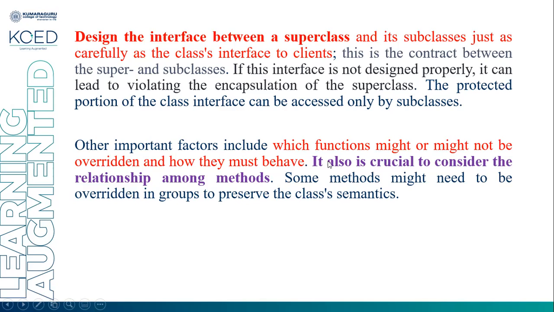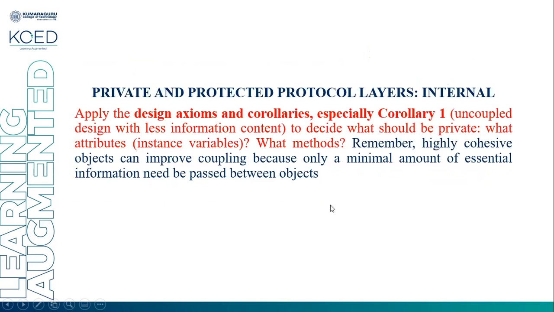Other important factors include which functions might or might not be overridden and how they must behave. It is also critical to consider the relationship among the methods. Some methods might need to be overridden as a group to preserve the class semantics.